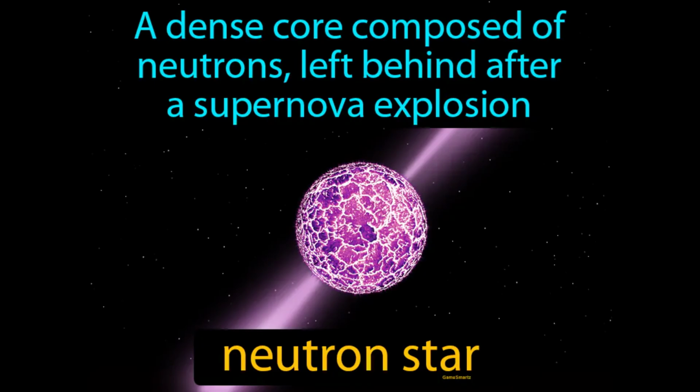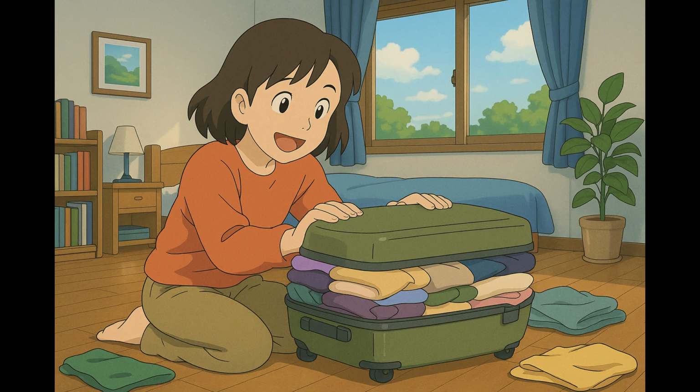A dense core composed mainly of neutrons, left behind after a supernova explosion. Neutron star. A neutron star is a super-compact object formed when a massive star's core collapses under gravity after a supernova, squeezing its mass into a small, incredibly dense ball mostly made of neutrons. Imagine trying to fit all your clothes into an overstuffed suitcase after a long vacation.